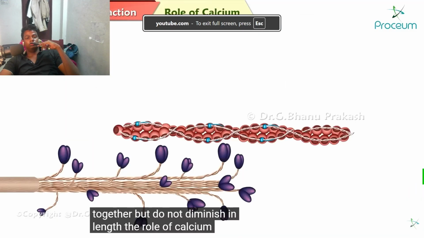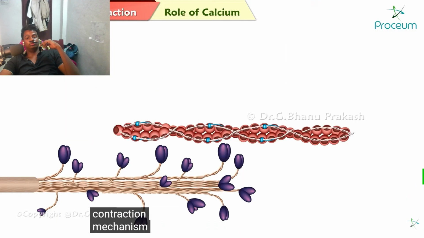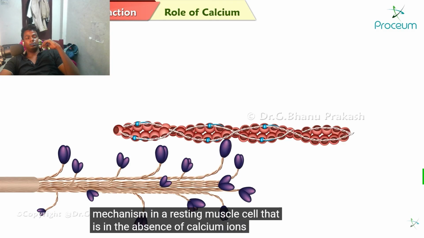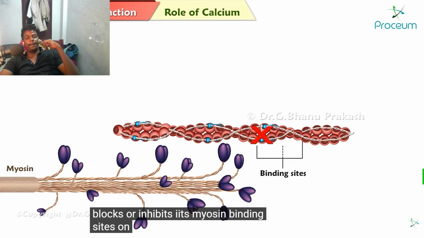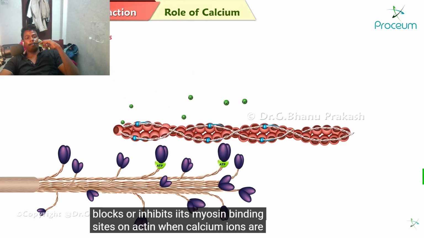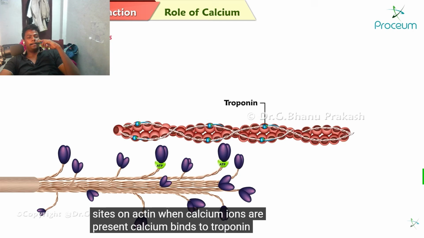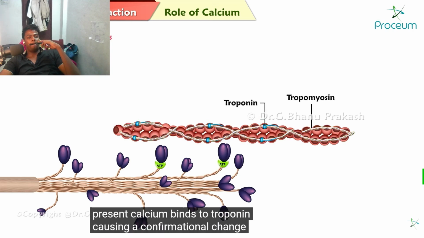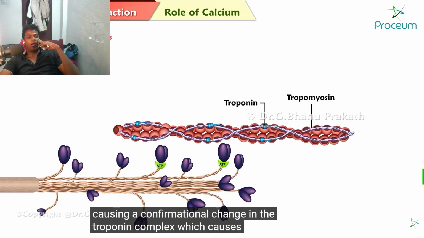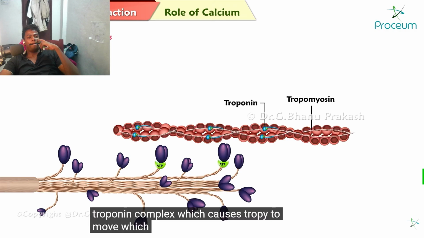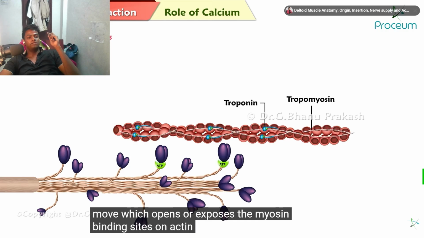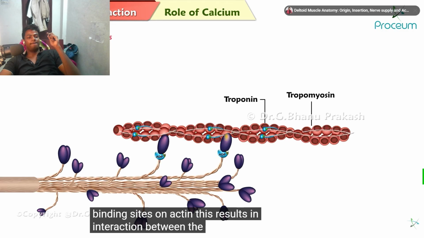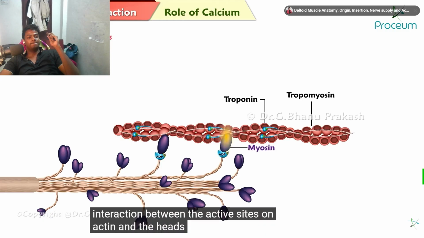The role of calcium in the contraction mechanism. In a resting muscle cell, that is, in the absence of calcium ions, tropomyosin blocks myosin binding sites on actin. When calcium ions are present, calcium binds to troponin, causing a conformational change in the troponin complex, which causes tropomyosin to move, exposing the myosin binding sites on actin. This results in interaction between the active sites on actin and the heads of myosin.